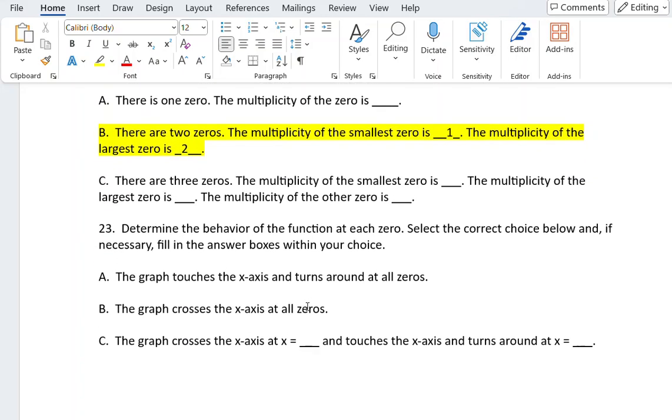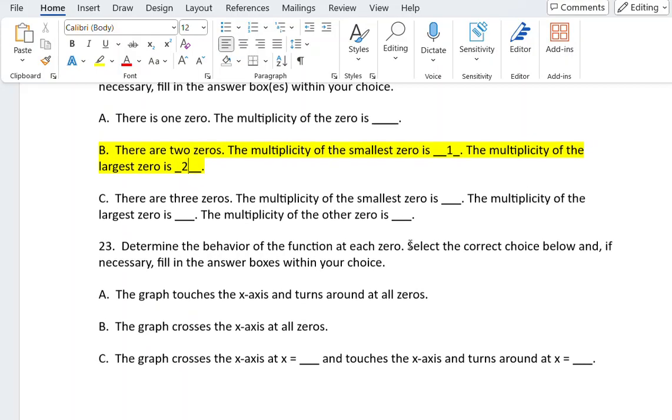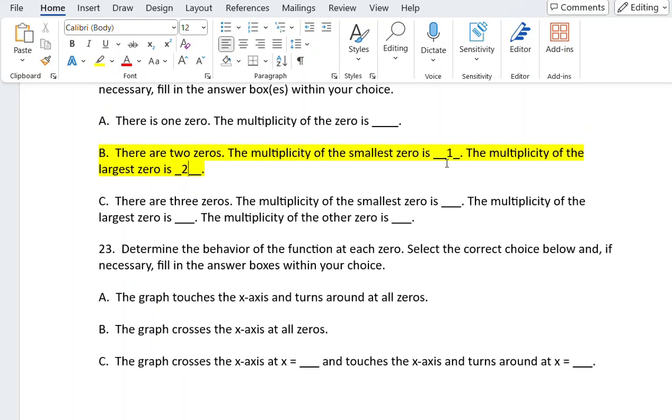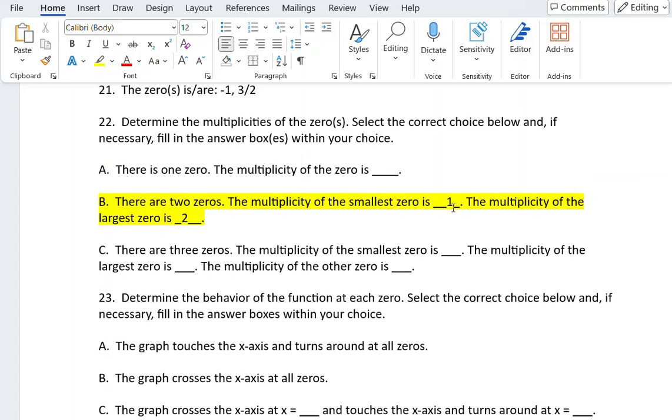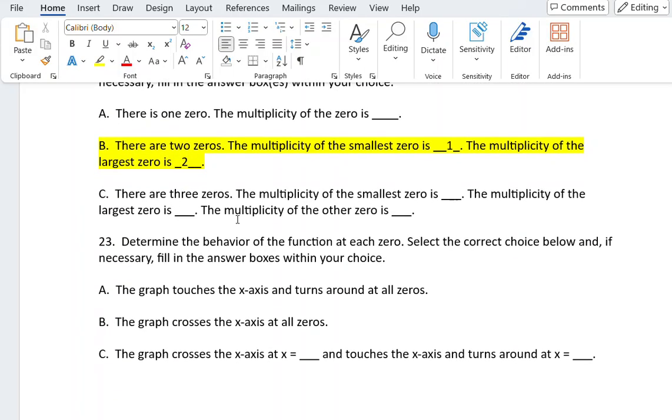So that means the multiplicity of that zero is 2. Next, we're going to determine the behavior of the function at each zero. So I have 1 zero that has a multiplicity of 1 and 1 zero that has a multiplicity of 2. I know that when the multiplicity is 1, it's odd, and so the graph is crossing the x-axis there. At 2, it's even, and so the graph is touching and turning around there.